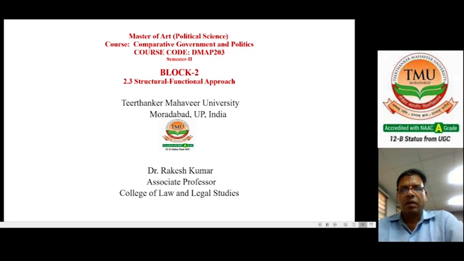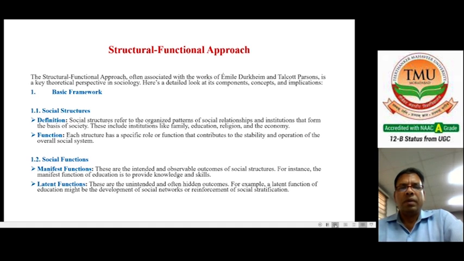Dear friends, this is the third unit of Block 2, that is the structural functional approach, system theory. Now I'm going to discuss in detail the structural functional approach. When we're talking about the structural functional approach, it is often associated with the work of Emile Durkheim and Parsons. The key theoretical perspectives in sociology here are a detailed look at its components, concepts, and implications.